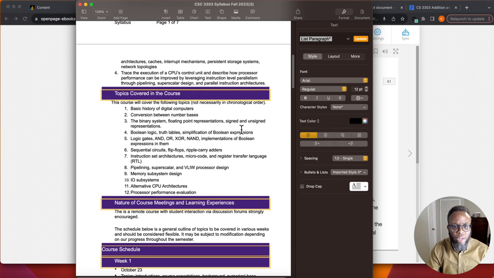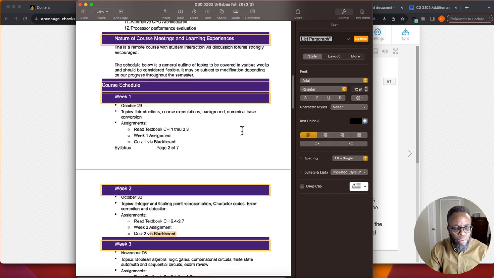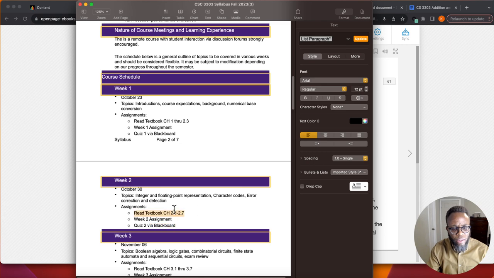During this week, we're going to be covering sections 2.4 to 2.7 of the textbook, and we're going to be covering subjects such as integer and floating point representation, character codes, error correction, and detection. Even though for the first week we covered chapter 1 all the way to 2.3, I think I'll just start this week with section 2.1 of chapter 2, just to quickly recap those sections, and then we'll go from there.